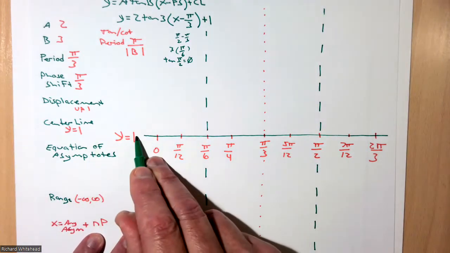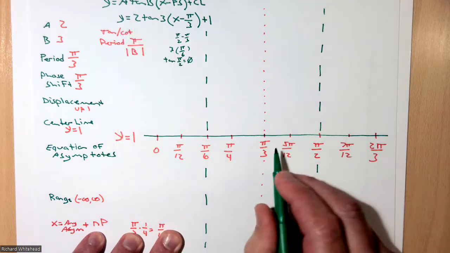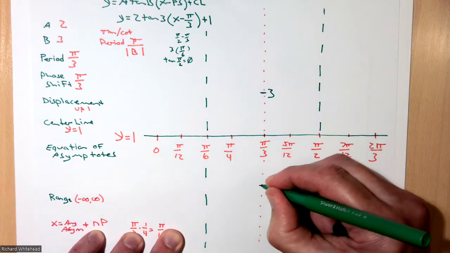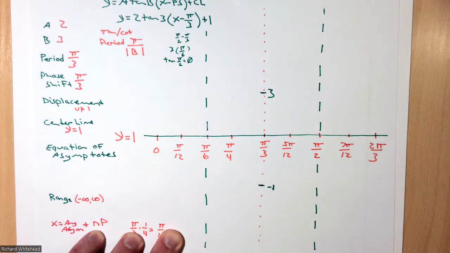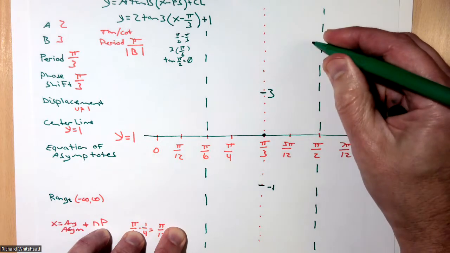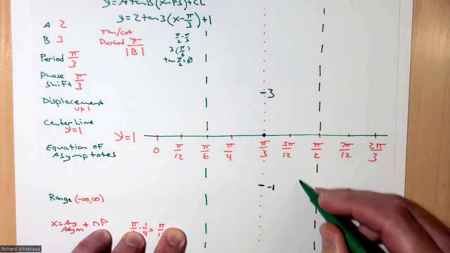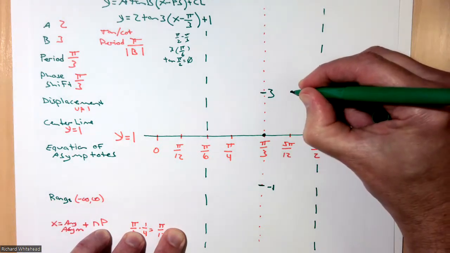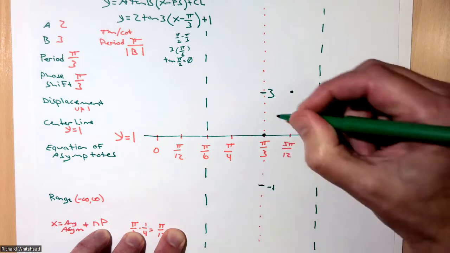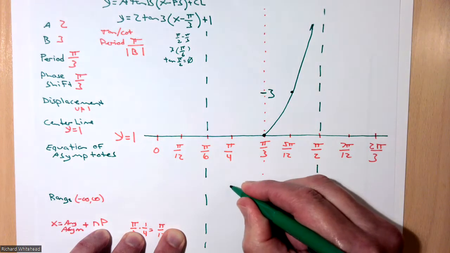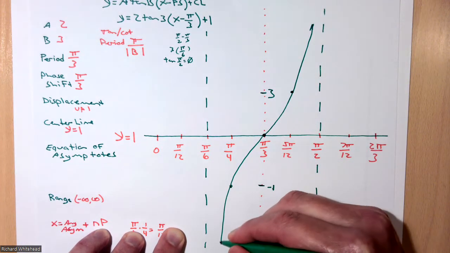Then you say, all right, my center line was at 1. The A value is 2, so that means I'm going up 2 spaces, so that would be a 3. Going down 2 spaces, so that'd be a -1. And then tangent's always going to have a point right there in the center. Positive tangent is going to go up to the right. Negative tangent would go down to the right. So I have that point right there that showed me that stretch. So it's stretched out to there.